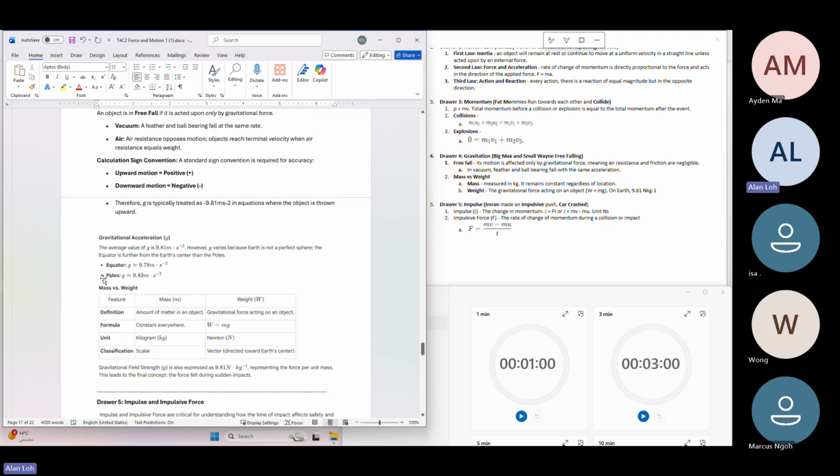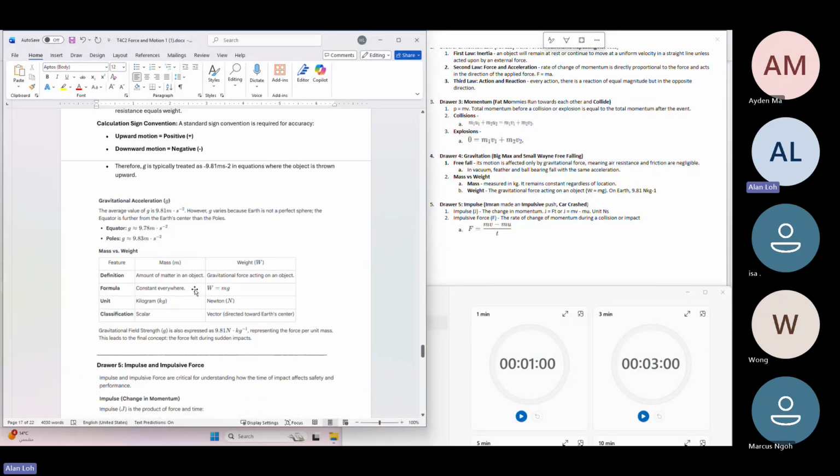That's why you have this equator and poles, because Earth is not a perfect circle. There are parts that are at a longer distance from the center of the Earth, and there are parts that are nearer. So the nearer it is, the stronger the gravitational force. On average, we calculate our gravitational acceleration as 9.81. At the poles, because it is nearer to the center, it's 9.83. The equator is further, so it's 9.78. But these are approximations. So let's go for the next one.